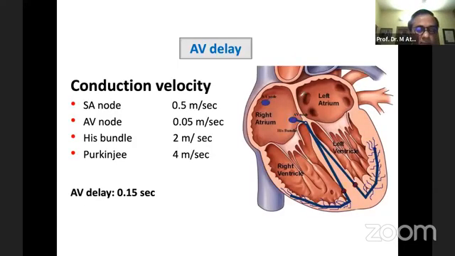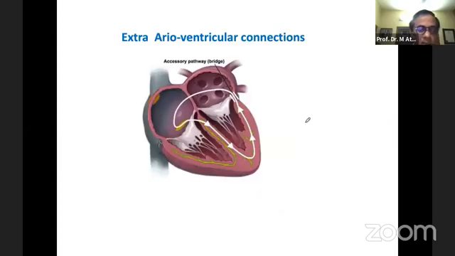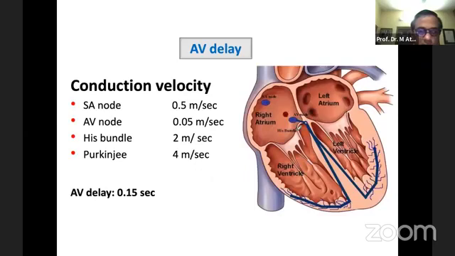And this is the AV node. It produces a delay, and this delay is responsible for atrioventricular synchrony, as I have already told. And actually, this is the only gateway of the impulses from the atrium to the ventricle. This is the only gateway, the AV node, between the atrium and the ventricle.